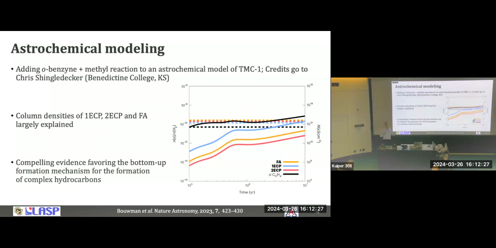So where people before had no clue how you would form those complex hydrocarbons, how you would form those species with these 5-membered rings, then this orthobenzene turned out to solve everything in one go. But also it changed our view of the chemistry in TMC1, because I told you before that people were still arguing, is it top-down chemistry, is it bottom-up formation? But this is clear that this reaction is just driving the formation of those 5-membered ring species in a bottom-up fashion.